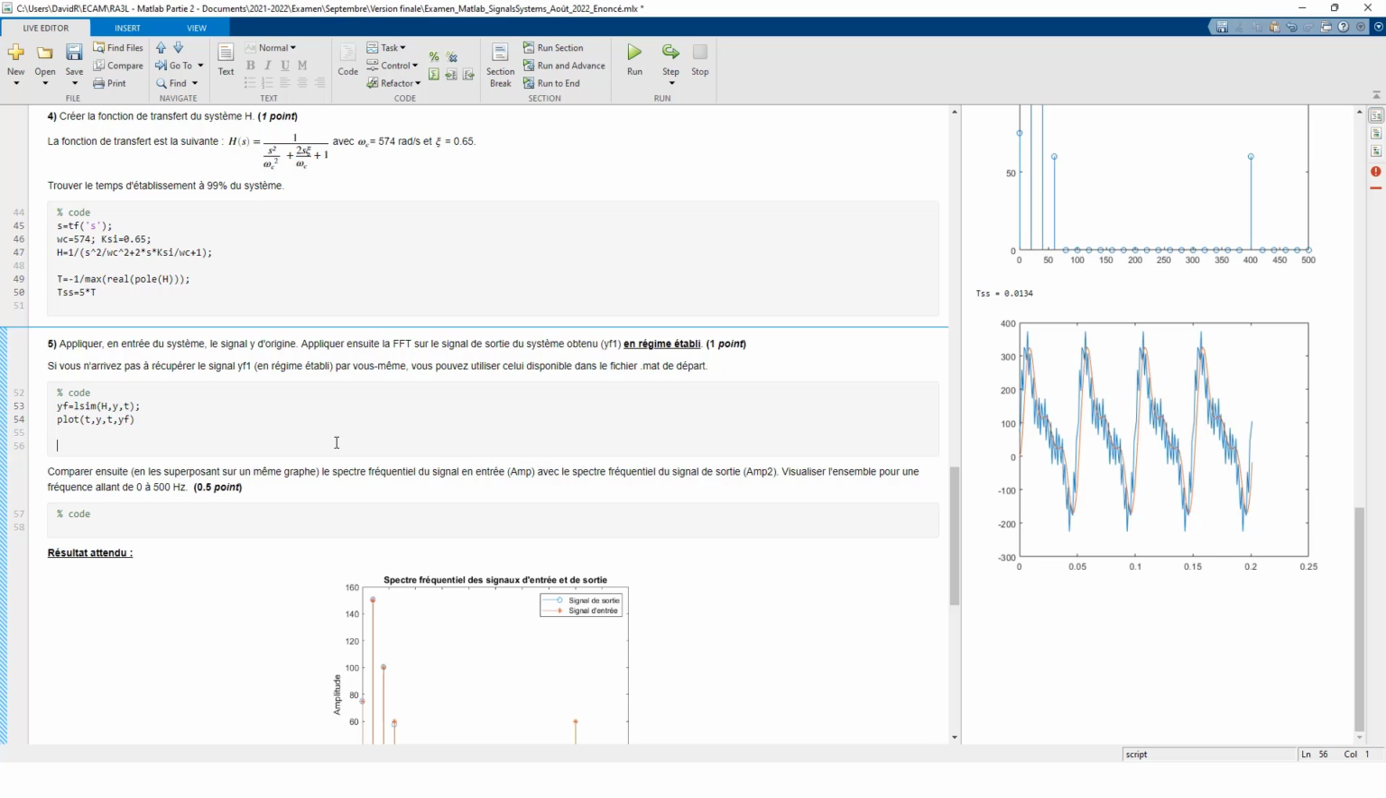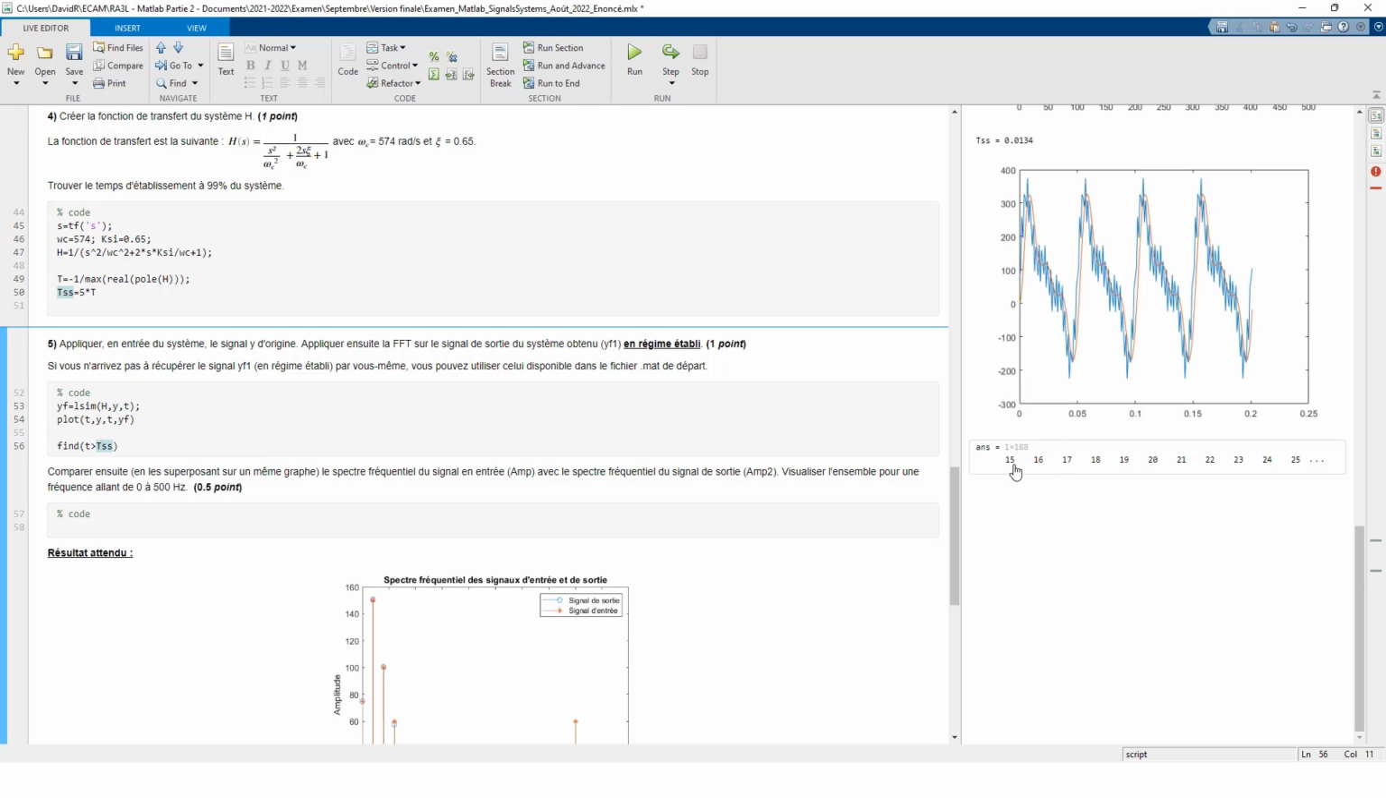Alors, à partir de quel moment est-ce qu'on est en régime établi? On est en régime établi à partir du moment où on se retrouve avec des éléments dont la valeur temporelle dépasse le temps nécessaire pour atteindre ce régime établi, donc 13,4 millisecondes. Comment est-ce qu'on va pouvoir trouver ça? On va simplement essayer de trouver dans notre vecteur T quels sont les éléments qui ont une valeur supérieure à ce fameux TSS. Si je fais ça, vous voyez que j'ai une série d'éléments qui répondent à ce critère.